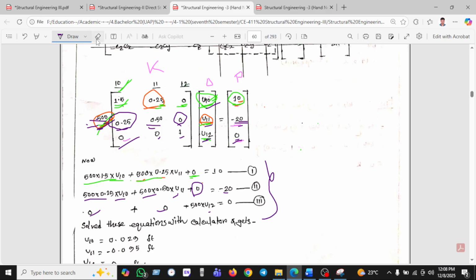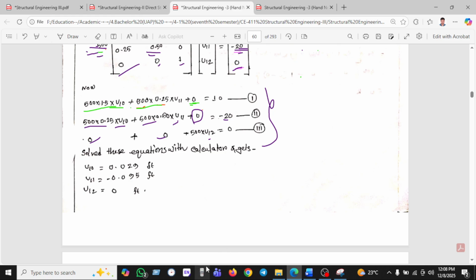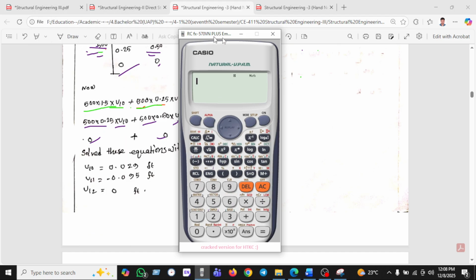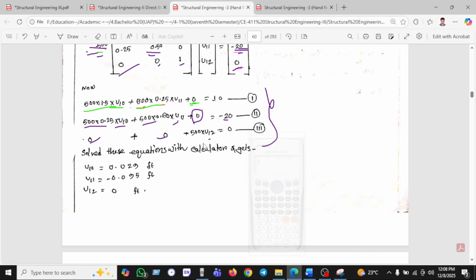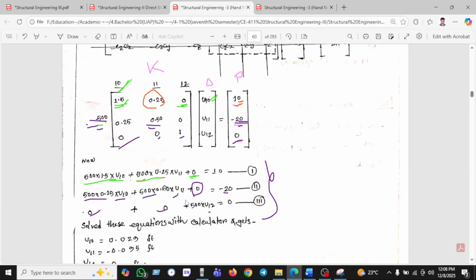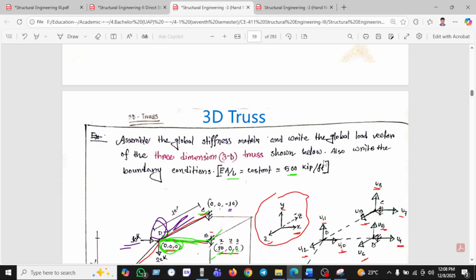So after finding these three equations, we solved them using the calculator. Taking all these values here, we solved the equations and found u10 equal to 0.02 feet, u11 equal to 0.095 feet, and u12 equal to 0 feet. Okay, these are our first answer, as we have found the global matrix vectors.